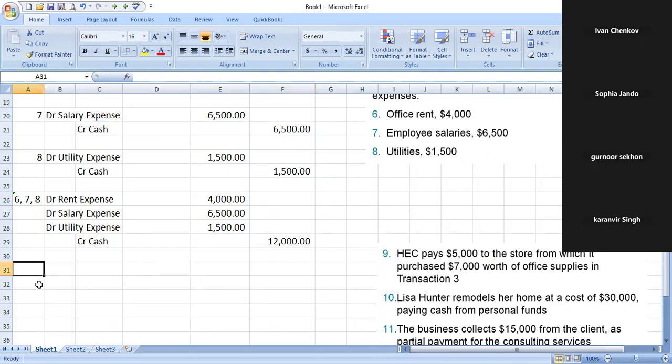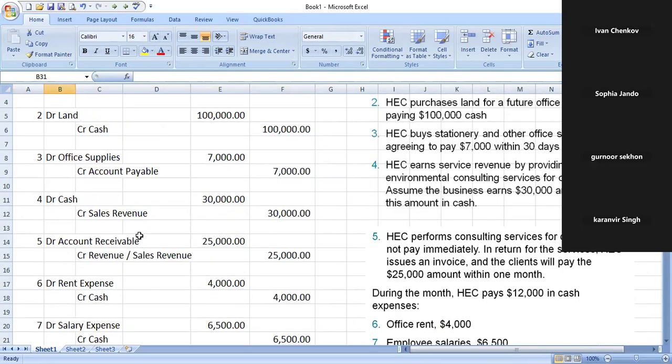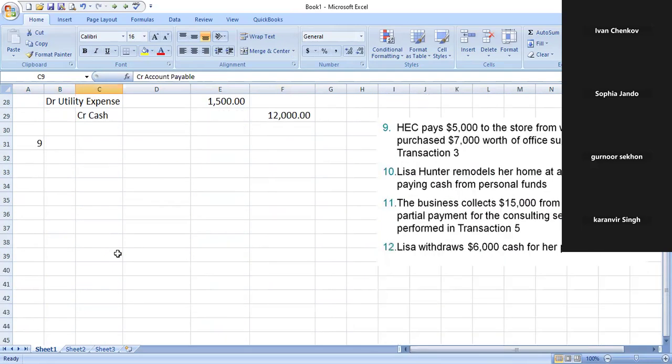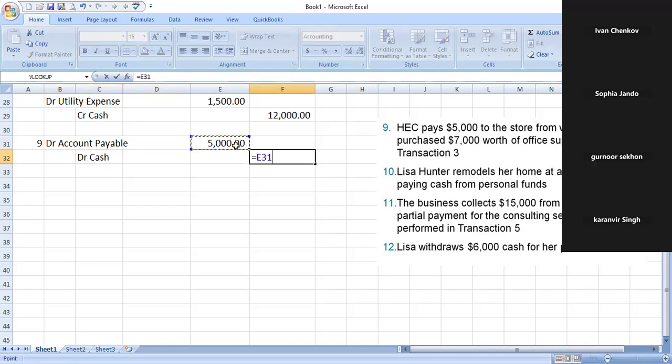So what we're going to do now in number 9, what are we going to reduce? Our accounts payable. How are we going to reduce accounts payable, since it's a liability? On the debit side, we're going to reduce it. And we're going to pay $5,000. How are we going to pay that? From where are we going to get those $5,000? From cash. $5,000.